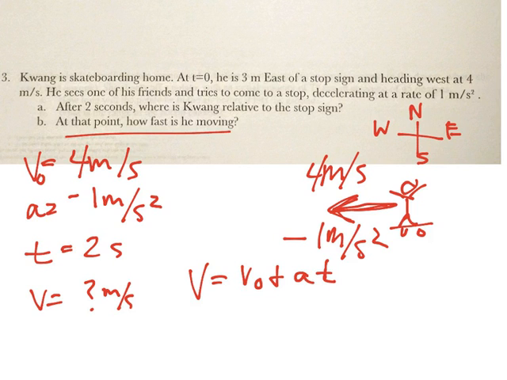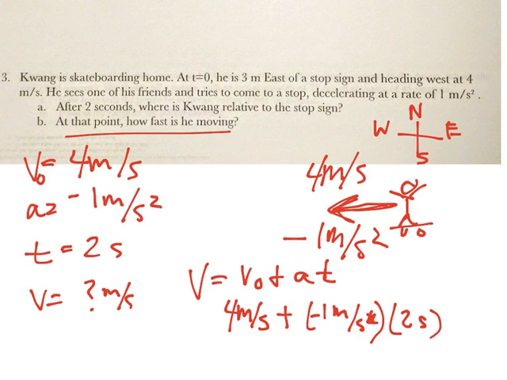Now we get to plug our numbers in. V naught is 4 meters per second. That's his initial, plus negative 1 meters per second squared times the time, which is 2 seconds. Cross out one of those seconds. You get negative 2 meters per second plus 4 meters per second gives you 2 meters per second.